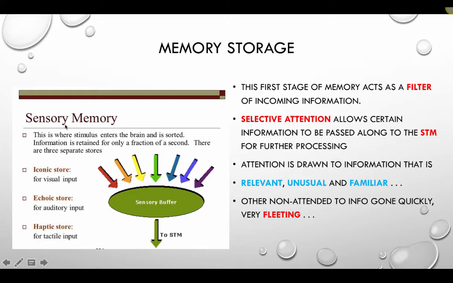So over here, you can see that when information comes in from our eyes, ears, our sense of touch, smell, or taste, the sensory memory buffers and filters out most of it, and only that information that is relevant, unusual, or familiar kind of busts through and gets into the short-term memory system.